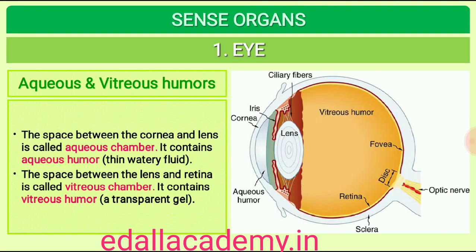The space between the cornea and the lens is called the aqueous chamber and contains a thin watery fluid called aqueous humor. The space between the lens and the retina is called the vitreous chamber and is filled with a transparent gel called vitreous humor.